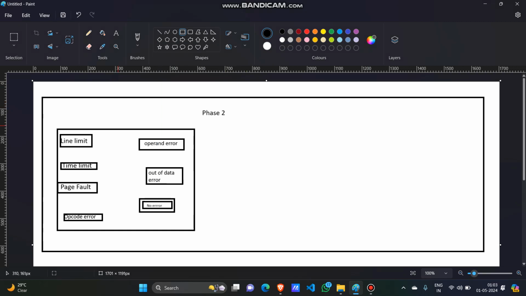Hello guys, so this is the second theoretical part of our phase 2. We have seen that there are a lot of exceptions that we have to handle in phase 2, but the more important mechanism that we have to study is the paging mechanism.